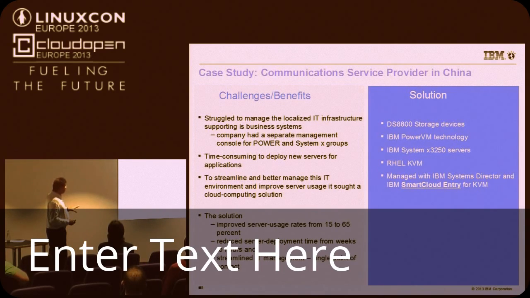What we suggested to him was to use SmartCloud Entry together with RHEL KVM for the x86 part. And this helped him, first of all, to utilize his servers much more. This was more of a Linux consolidation story here. And it also helped him to reduce the time for deployment of his service.